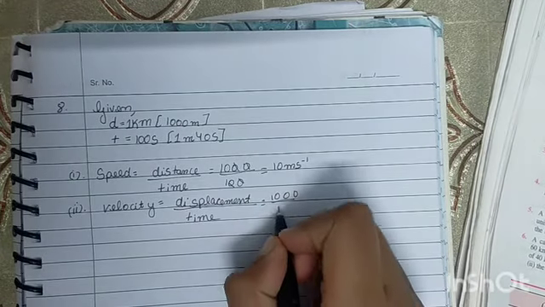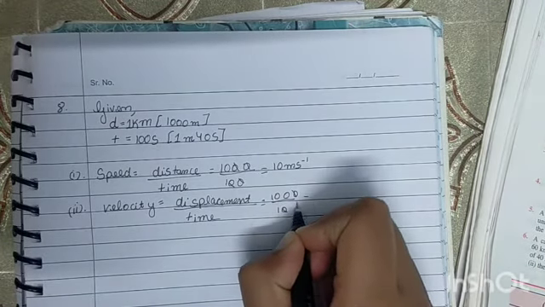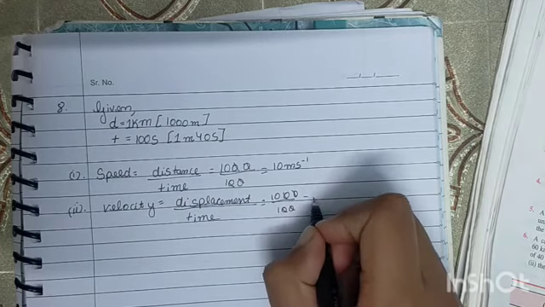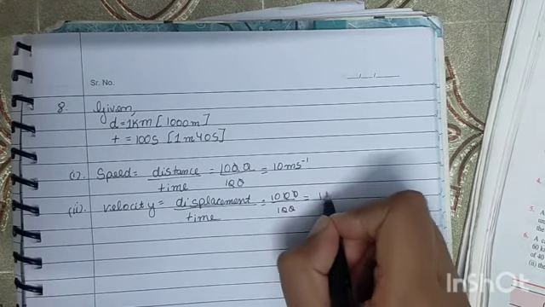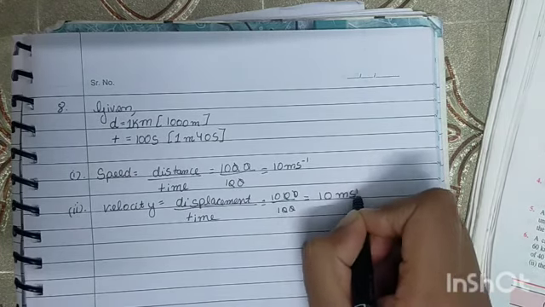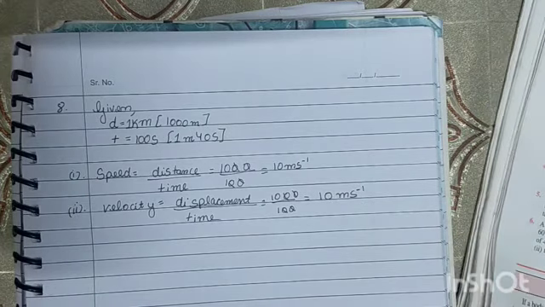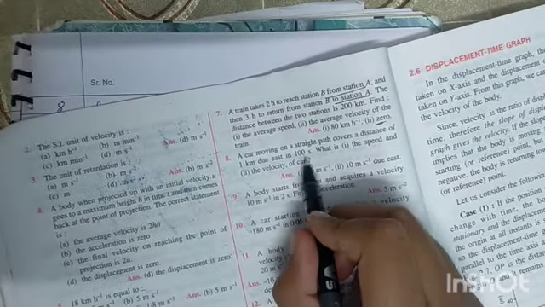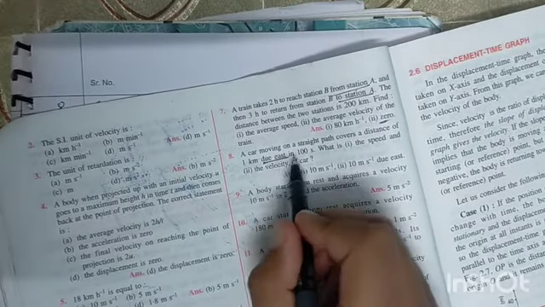Now over here time equals 10 seconds, same thing. 1000 upon 100, 0 0 cancel. 10 meter per second. In the question we are given that it is due east. Due east, the direction is given.